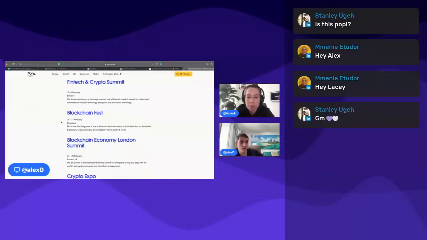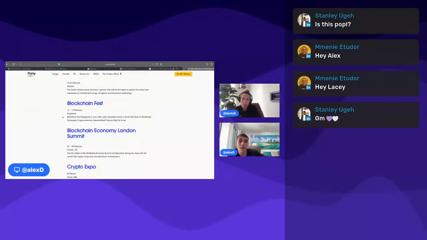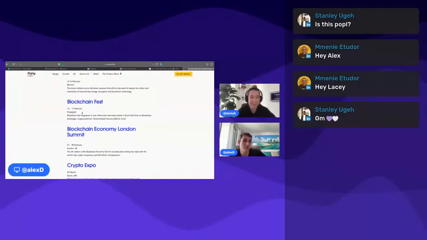The next after that, we're going to have Blockchain Fest happening in Singapore from 16th to 17th February. If you're traveling to Singapore, I would highly suggest checking it out. You will be able to meet lots of great people from the industry and build connections and your network. If you're rich, Singapore would be fun. Singapore would be awesome. I would love to go to Singapore. Never been there.